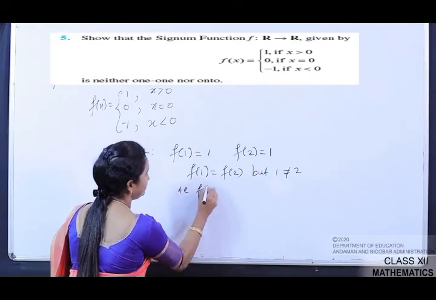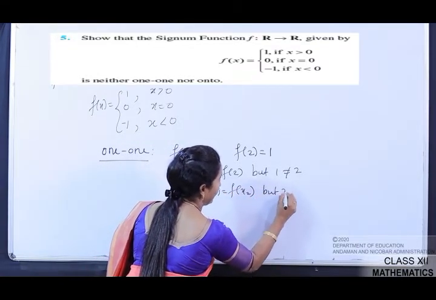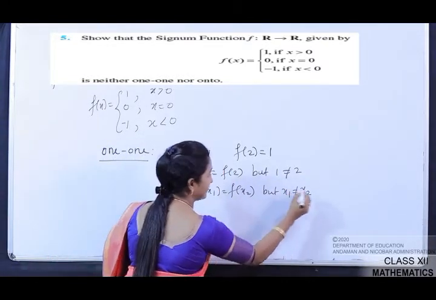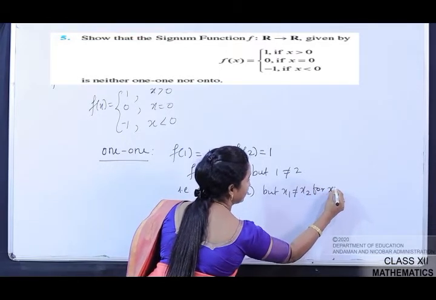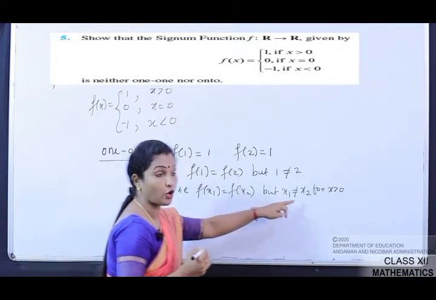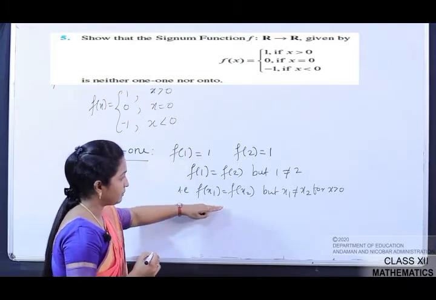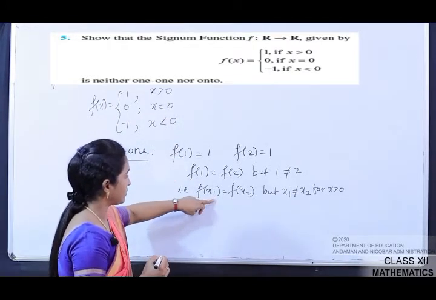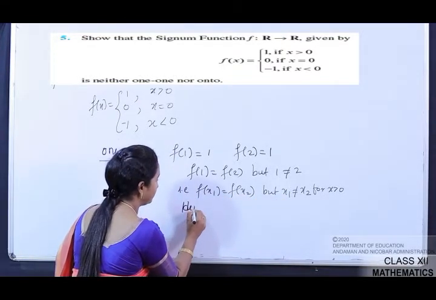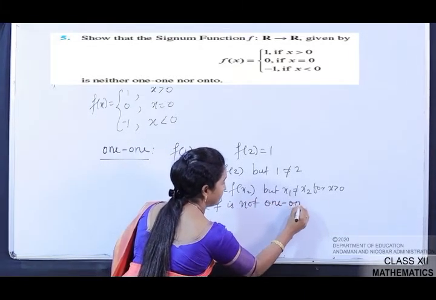That is f of x1 is equal to f of x2, but x1 is not equal to x2, this is the condition actually, it is for x greater than 0. ठीक है, for x greater than 0 f(x1) is equal to f(x2) but x1 not equal to x2 because you have to take both the condition x greater than 0 and x less than 0. So first I am taking for x greater than 0, that means f(x1) is equal to f(x2) but x1 not equal to x2 for x greater than 0. Hence you can say that f is not 1 1.